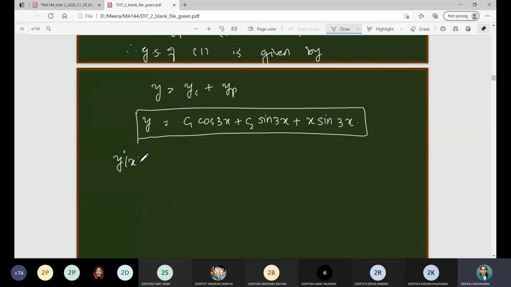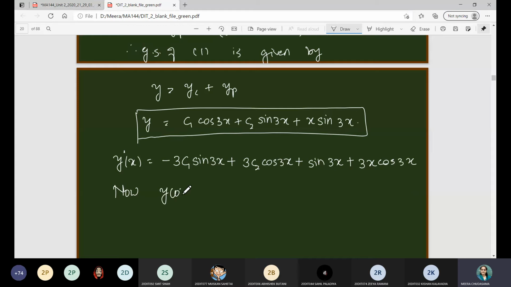तो y dash of x will be what? So here you can see that the derivative of cosine function is minus sine. So minus 3c1 sin 3x plus derivative of sine is cos. So it is 3c2 cos 3x plus x derivative 1. So sin 3x as it is plus x as it is into derivative of sine is now cos 3x, right? So now let us substitute the value.